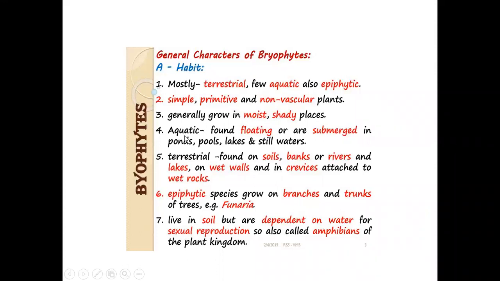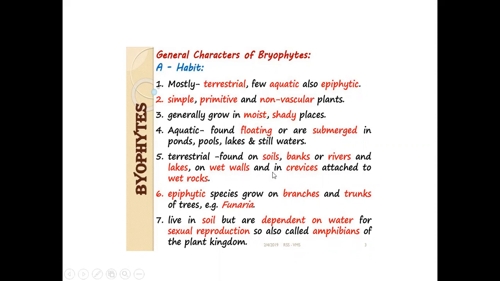Next, in case of aquatic forms, generally we find them as floating forms, appearing to float on the water, or they may be submerged, that is, they may grow inside the water also. Next, the terrestrial ones may be found on soil, at the banks, in the rivers or in the lakes also, and on wet walls. Okay, and in crevices, attached to wet rocks.